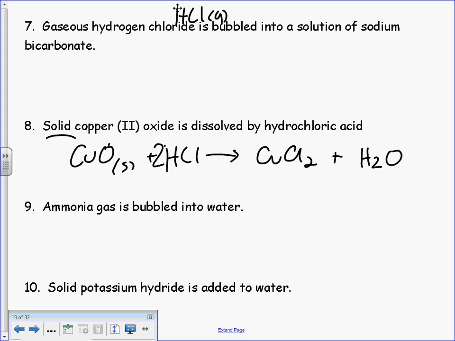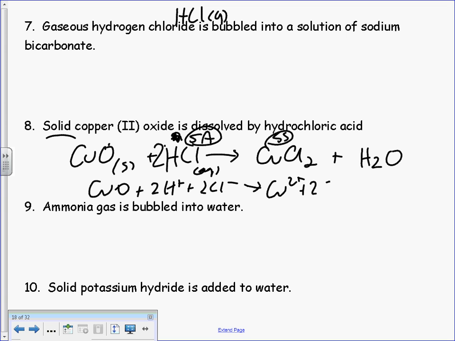Okay, that's a solid. This is aqueous, because I told you to assume. This is also a strong acid, so that's going to ionize. This, soluble or not? It's soluble. Okay, halides are all soluble except for some of those heavy metals. So this is soluble salt, and this is pure liquid, so we leave it. So this stays. This ionizes, 2H pluses plus 2 Cl minuses, yields this thing that ionizes, Cu2 plus 2 Cl minuses plus pure liquid water. Okay, so the only spectators, 2 Cl minuses. So it's copper 2 oxide plus 2H pluses yields copper 2 and water.